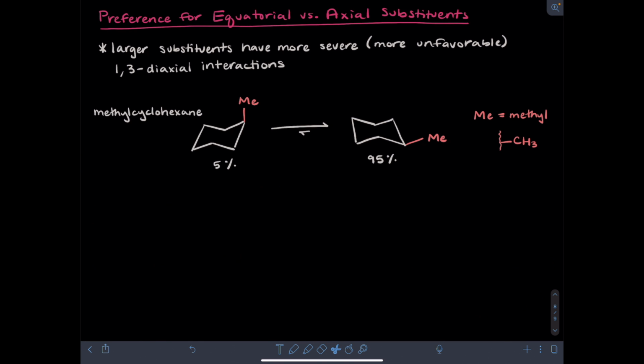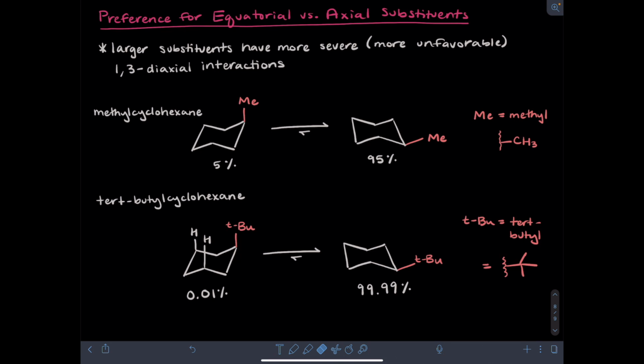So remember from before, that for methyl cyclohexane, for my two chair conformations, I have 5% in which the methyl is axial and 95% in which the methyl is equatorial. If instead you have tert-butyl cyclohexane, 99.99% of the molecules will have the tert-butyl group in the equatorial position, and only 0.01% of molecules will have the tert-butyl group in the axial position.